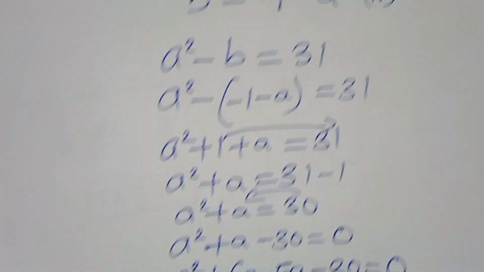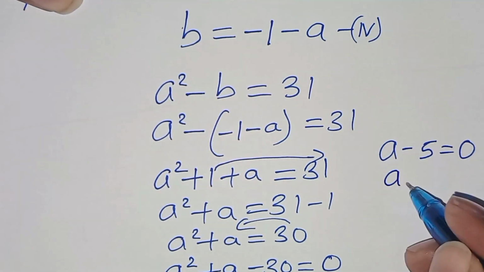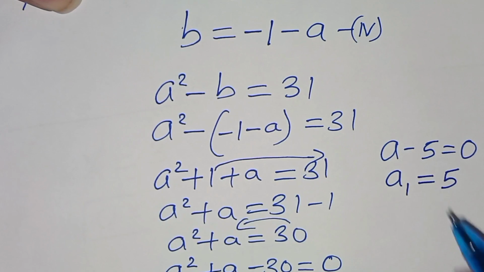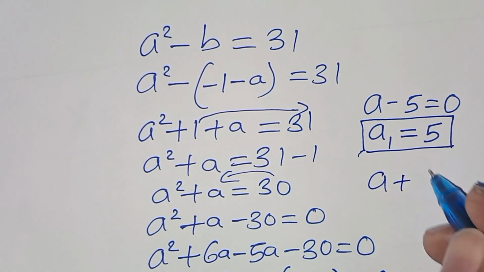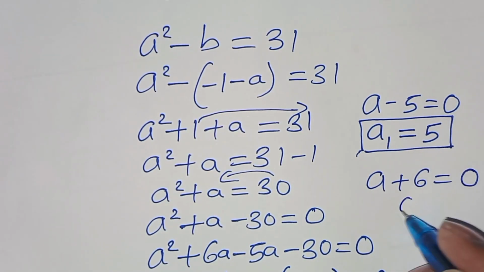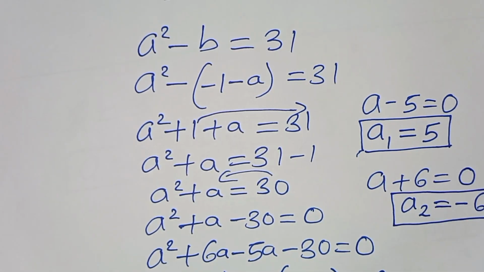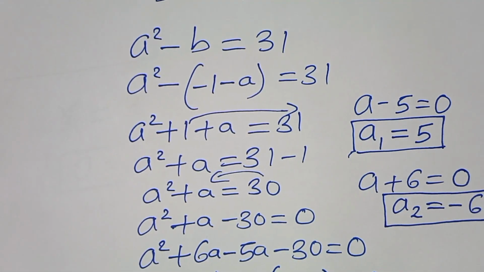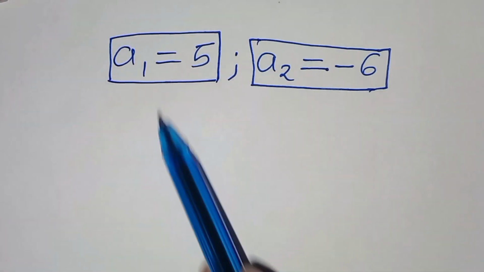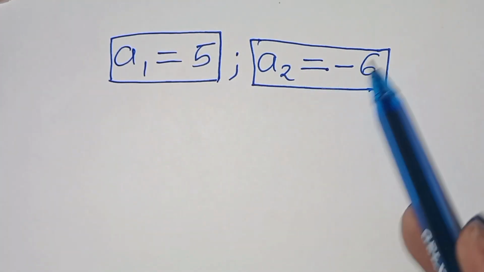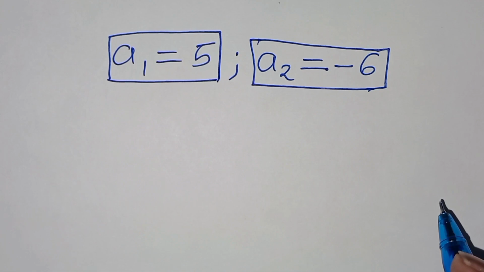So this implies that we have a minus 5 equal to 0, and that implies that a1 is equal to 5. This is the first value of a. We have that a plus 6 equal to 0, and therefore we have a2 equal to minus 6. So this is the second value of a. So let's solve the corresponding values of b1 and b2 as follows. We have a1 equal to 5 and a2 equal to minus 6.